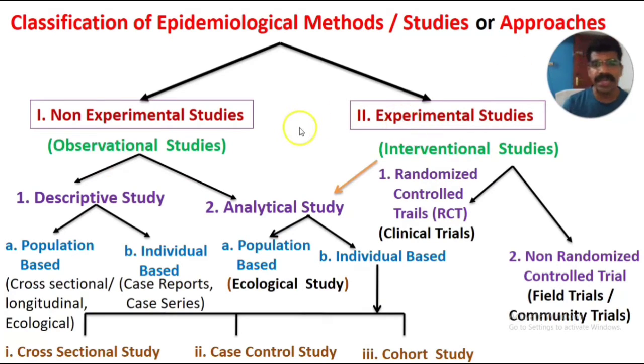Then the second classification is experimental studies. These are the interventional studies, which include mainly randomized controlled trials and non-randomized controlled trials. Randomized controlled trial is the experimental study which is done in clinical areas. Because of that it is called a clinical trial, or it is done in special labs or hospital settings. Whereas a non-randomized controlled trial is done in the field, in the community or in the ward. Randomized controlled trial means in this interventional study, the researcher uses the process of randomization, that is nothing but systematically selecting the samples.